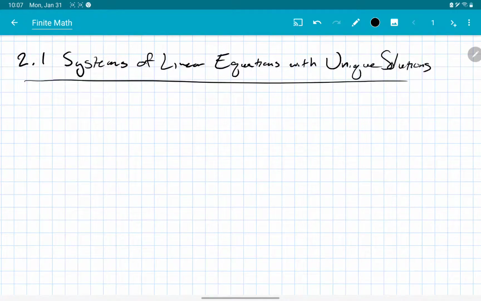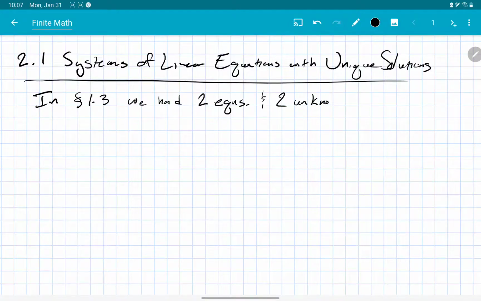Okay. So, if you recall, in section 1.3, we had two equations and two unknowns. And we talked about how to solve those, right? If they were both written y equals, then you could just set the other halves of them equal to each other and find out what x is, and then substitute back in to find out what y is. Otherwise, you'd have to solve one of them for one of the variables and substitute, right? So we saw this in section 1.3.